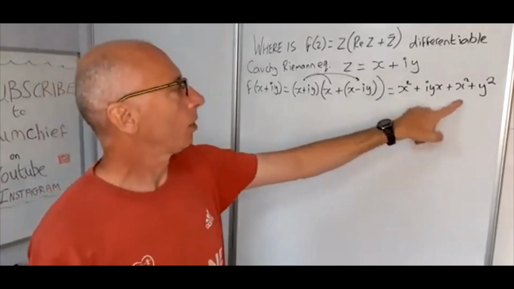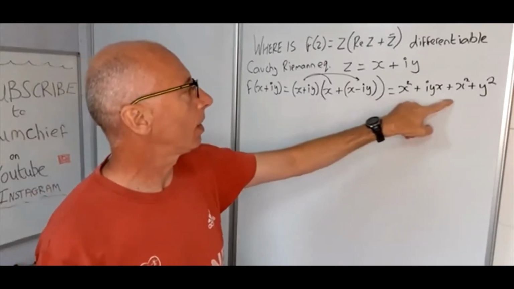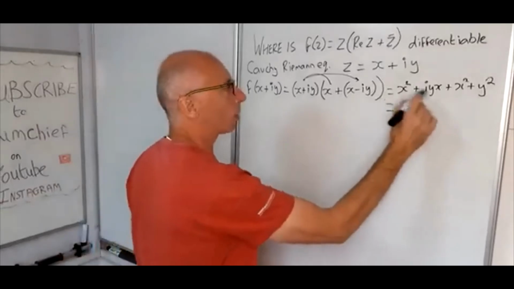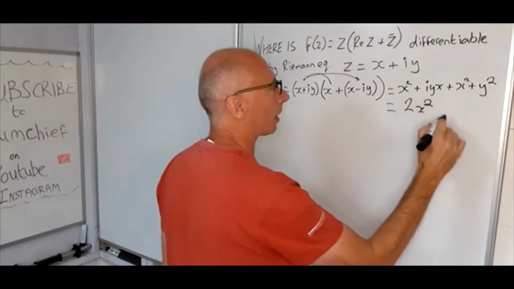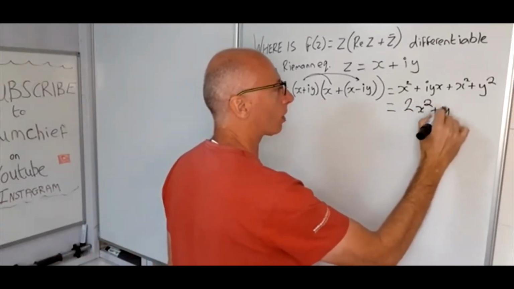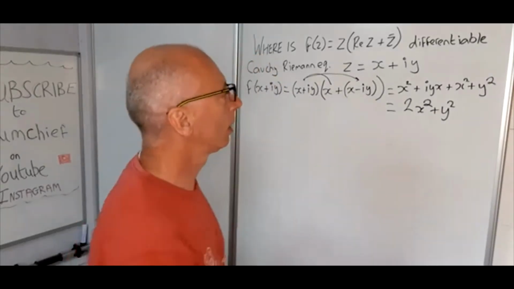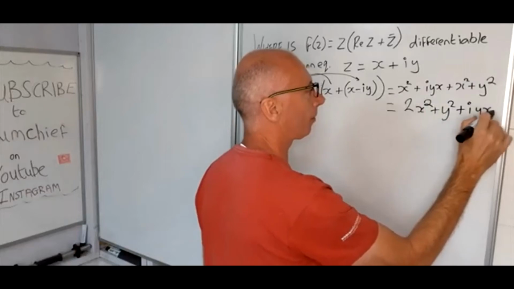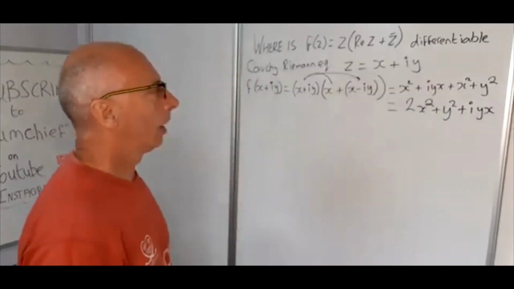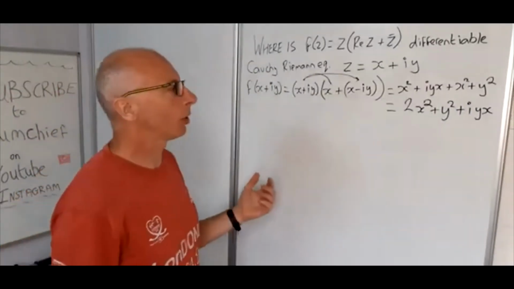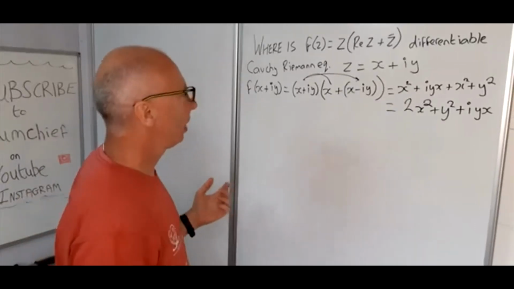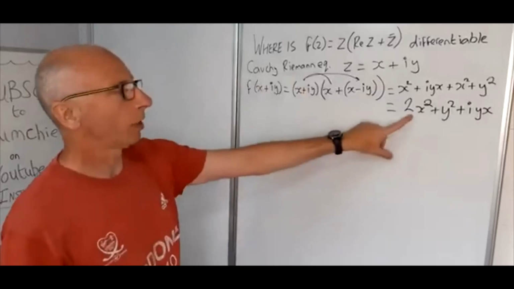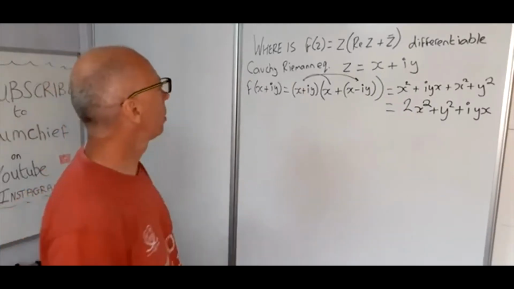Okay, so now what remains to do is just to simplify this a little bit. So that then just equals 2x squared plus y squared. So that's our real part. And the imaginary part is just iyx. Okay, so now before we do the partial derivatives, which is one of the main parts of the Cauchy Riemann equations, we're going to break this up into the next stage.